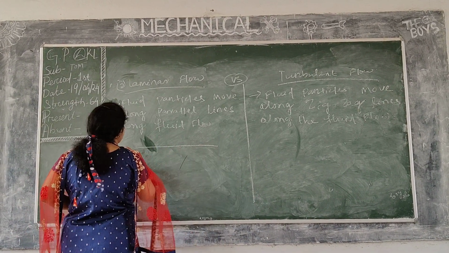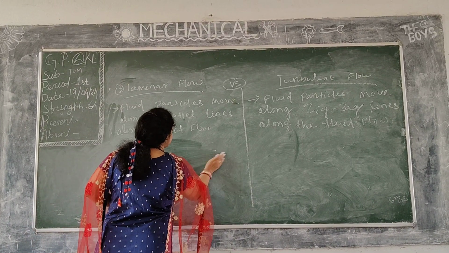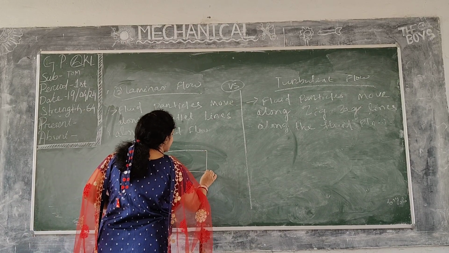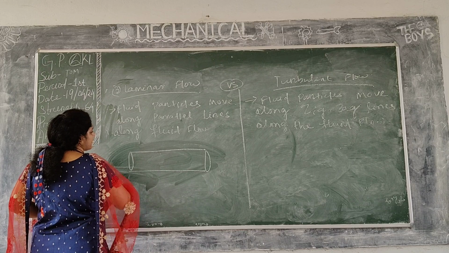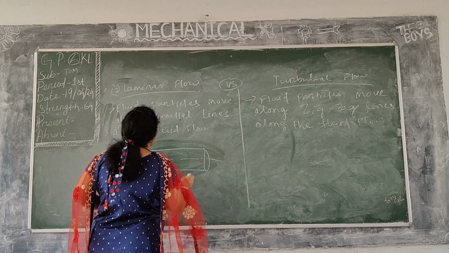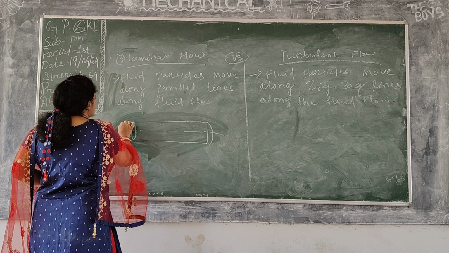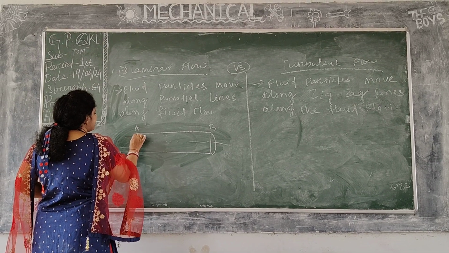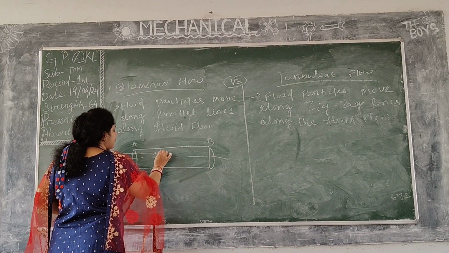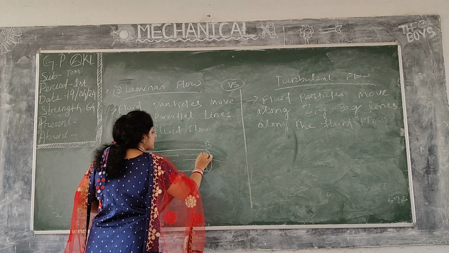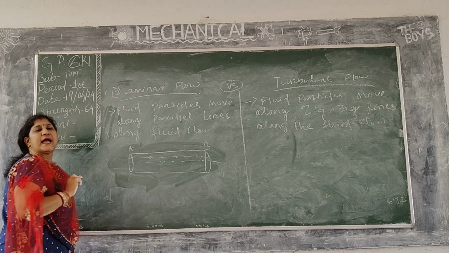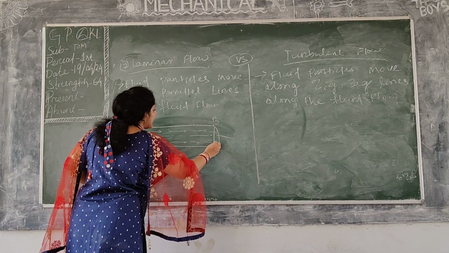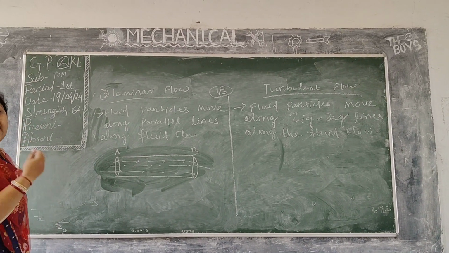See, if we can draw this by a figure, suppose this is a pipe. This is the axis. Correct? If one fluid goes from A to B, if one volume of fluid flows like this, it will go from A to B like this only, means parallel to the axis. Same here, they will flow parallel to the axis. This is called laminar flow.